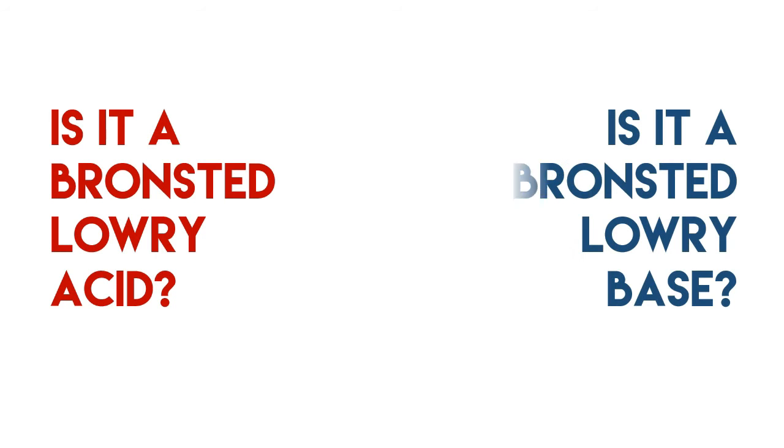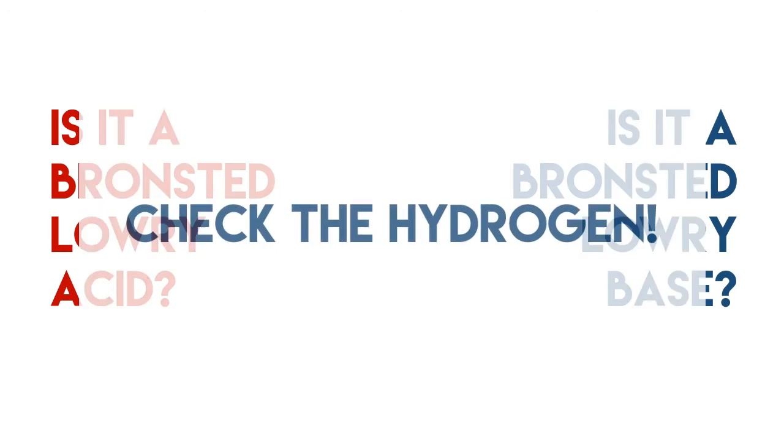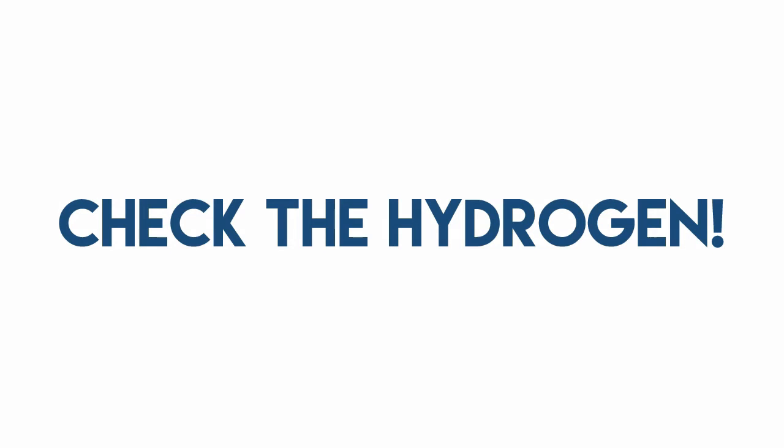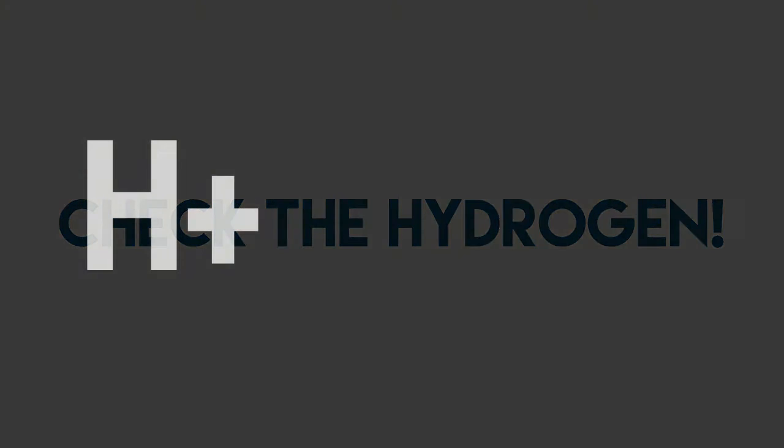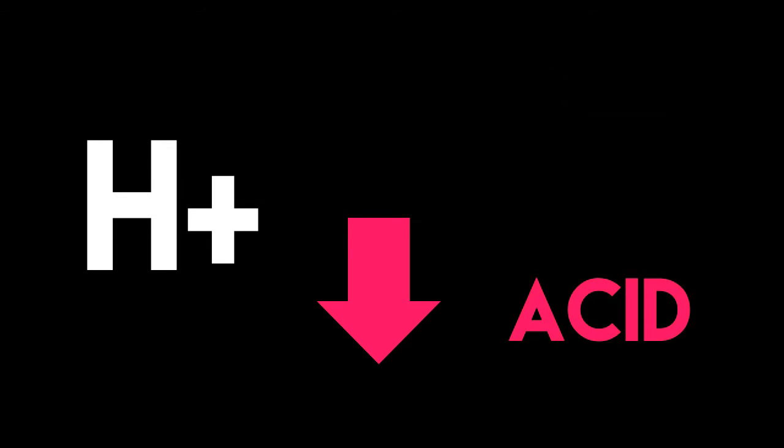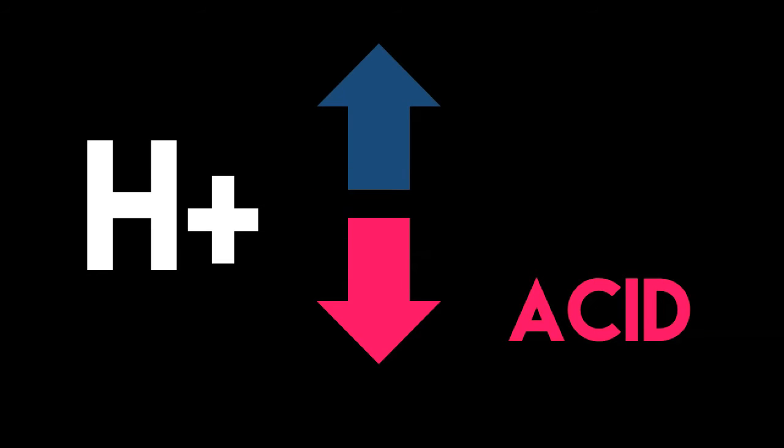Here is where the concept of conjugate pairs comes in. A conjugate pair is defined as an acid-base pair that differs by only one proton in their formulas. Whether a substance is a Bronsted-Lowry acid or base, we only need to count the hydrogens on each substance before and after the reaction. If the number of hydrogens has decreased, that substance is the acid.